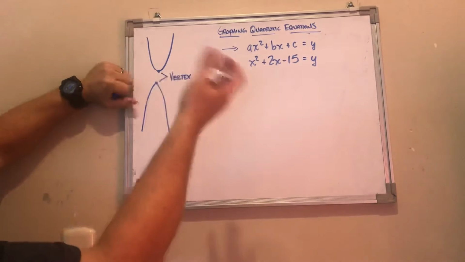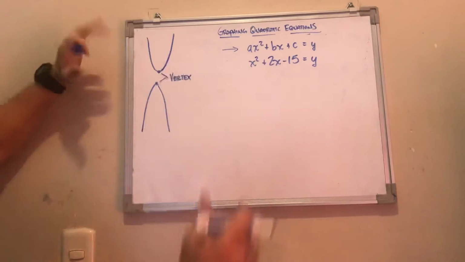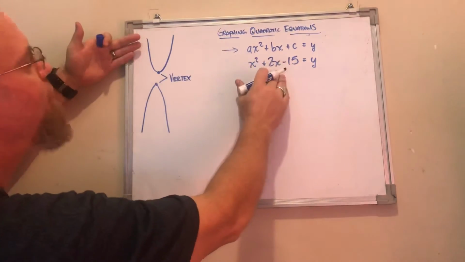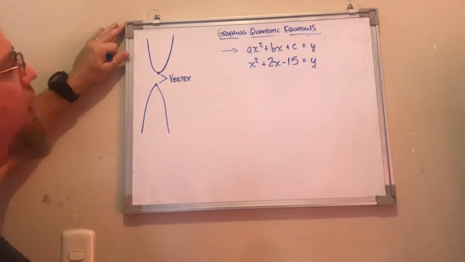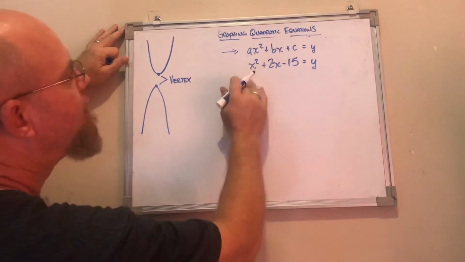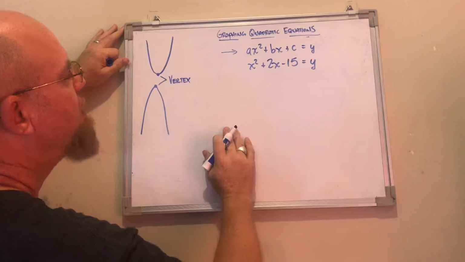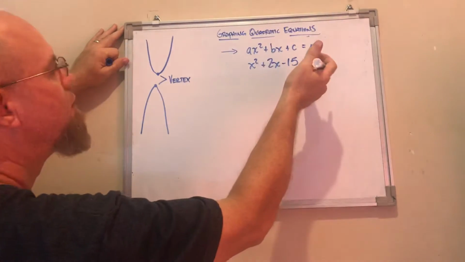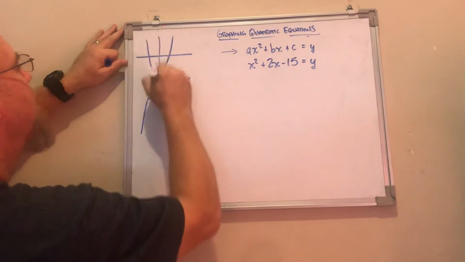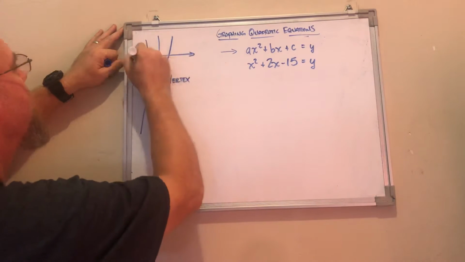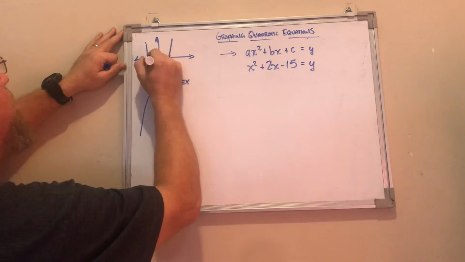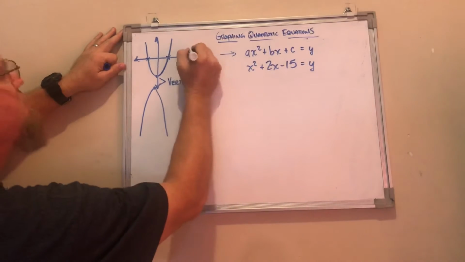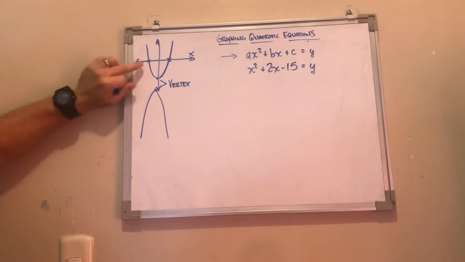But first of all, let's review. What we know so far is how to graph a quadratic equation in the standard form. And we do that by factoring to find the root points on this graph. So if this is your parabola, the root points are where that parabola crosses the x-axis. Those are your root points.